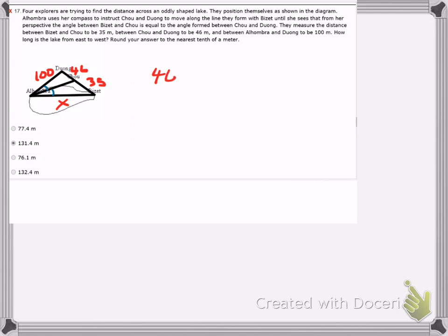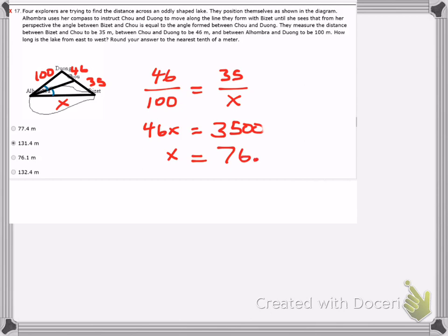We're going to set up our proportion by the triangle bisector theorem. 46 over 100 equals 35 over x. We're going to cross multiply and solve from there. So 46x equals 3,500. And when you divide 3,500 by 46, we get 76.1. And that is in meters.